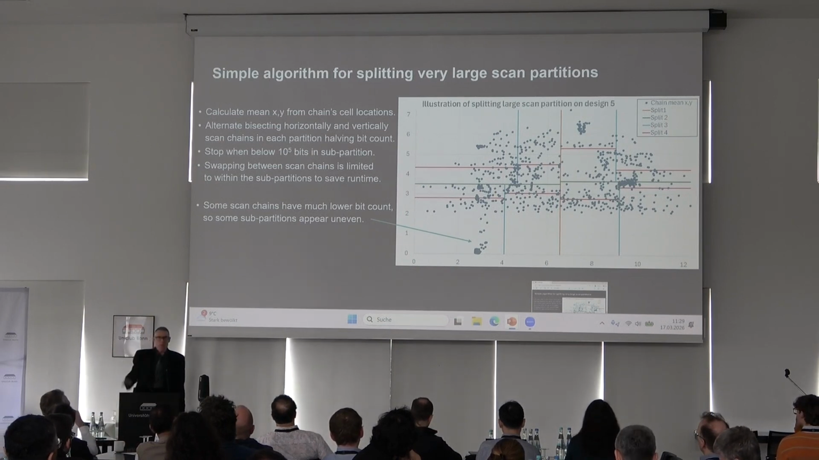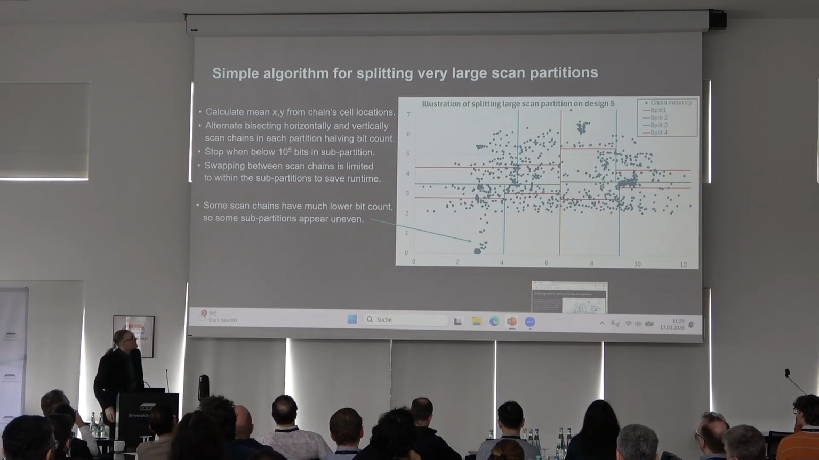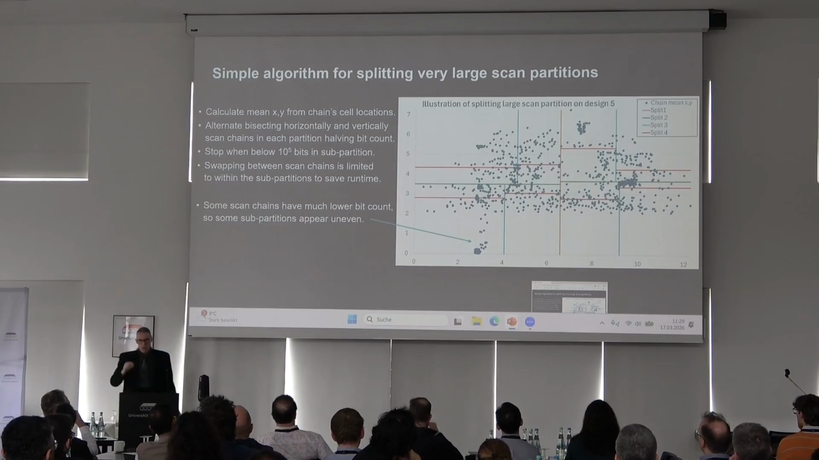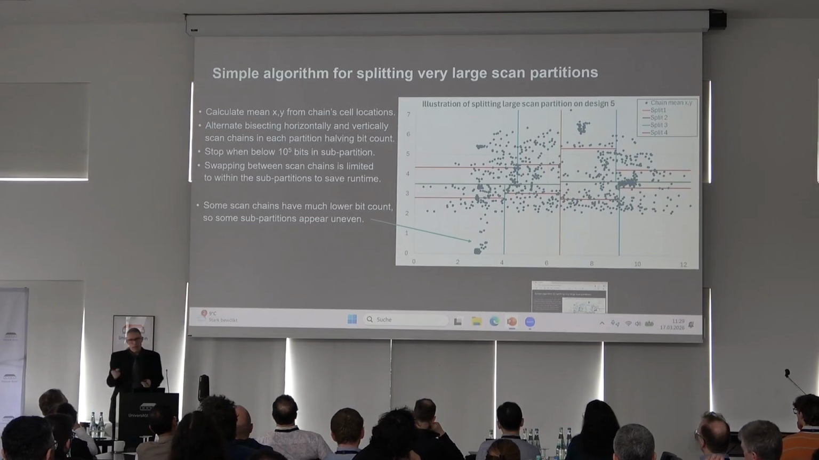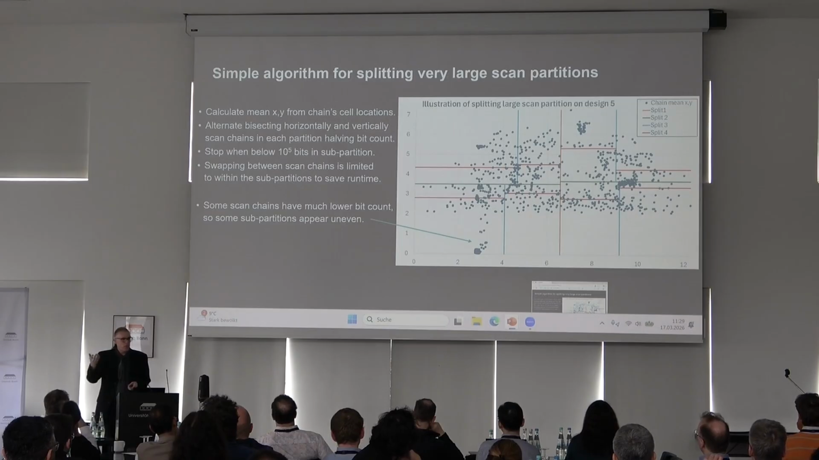So we split first vertically and then horizontally, and we're using just simply the average position in a scan chain, and by sub-partitioning in this manner, you won't be able to swap with all the other scan chains, but you can swap with enough of them that you still get fairly good results.